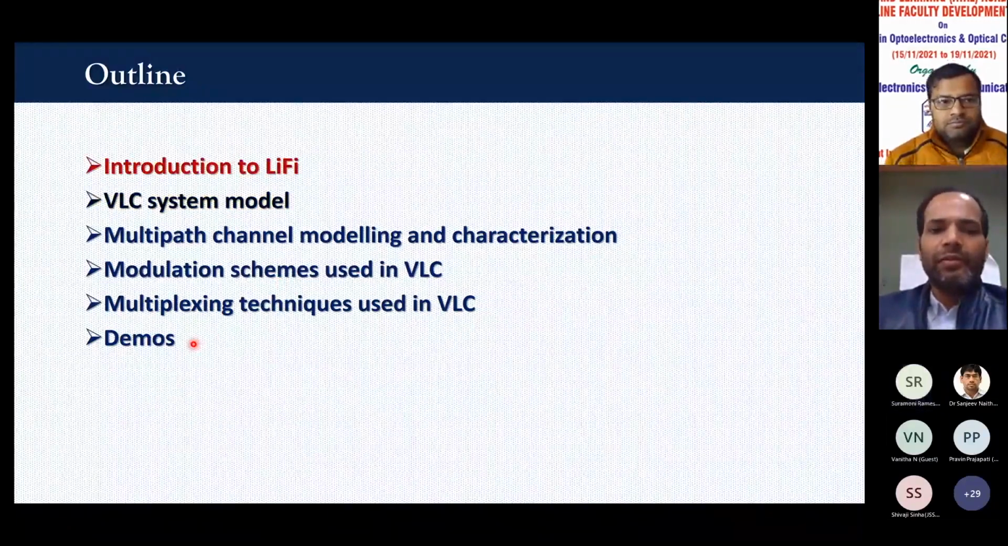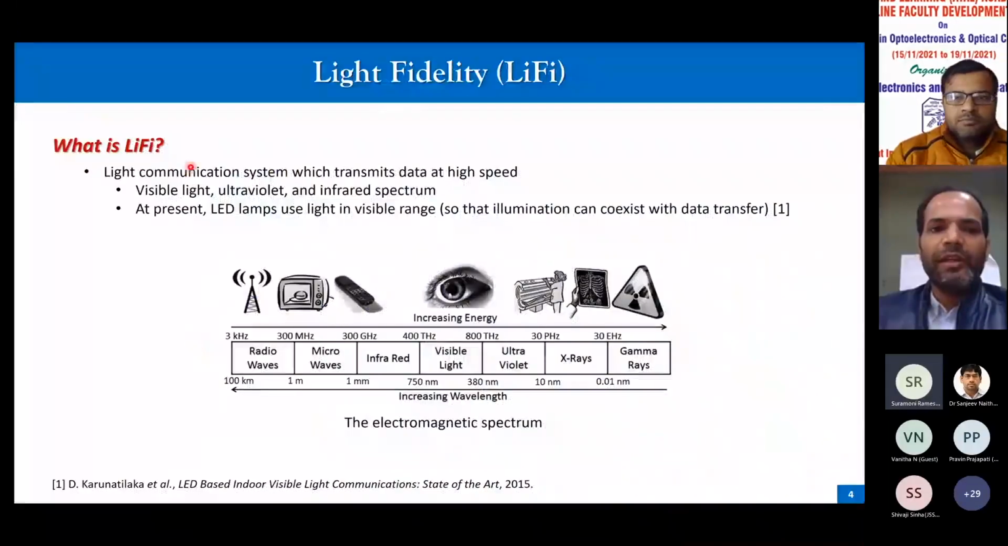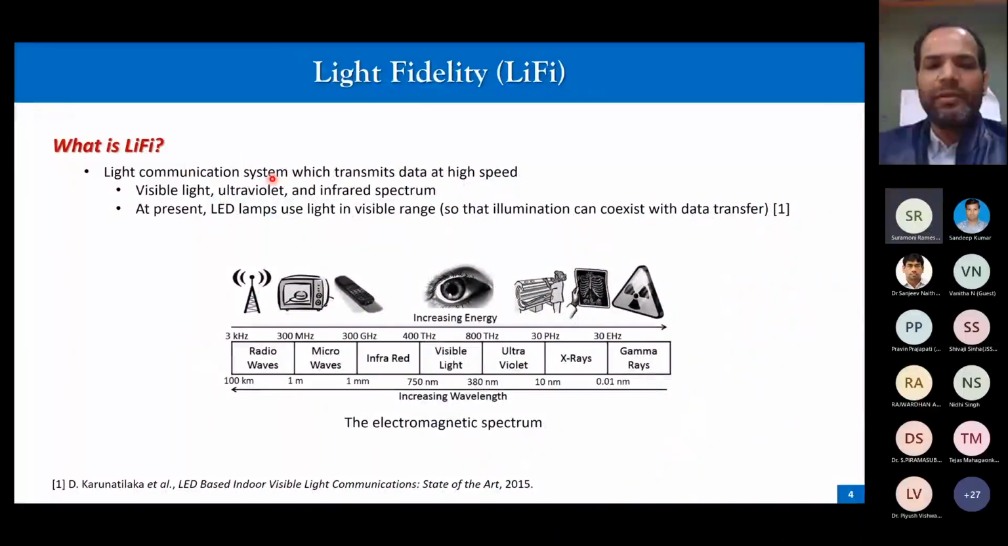So let us introduce what is Li-Fi. Li-Fi is a light communication system which transmits data at high speed. When I'm talking about light communication, it means that I can do communication over visible light, ultraviolet, or infrared spectrum. Visible light, you can see in the slide, is between 400 terahertz to 800 terahertz. We can use these frequencies, or we can use ultraviolet frequencies, which go from 800 terahertz to 30 petahertz, or infrared, which lies in this range.